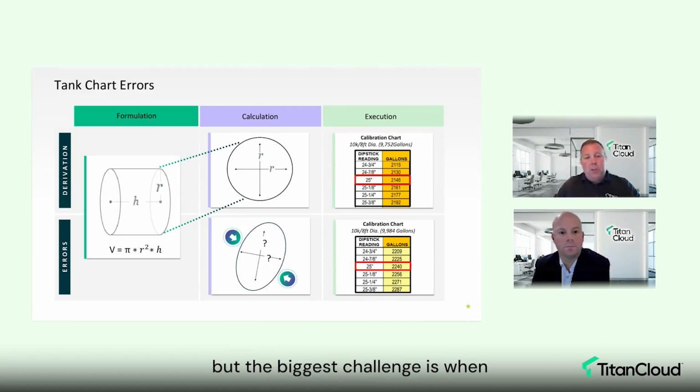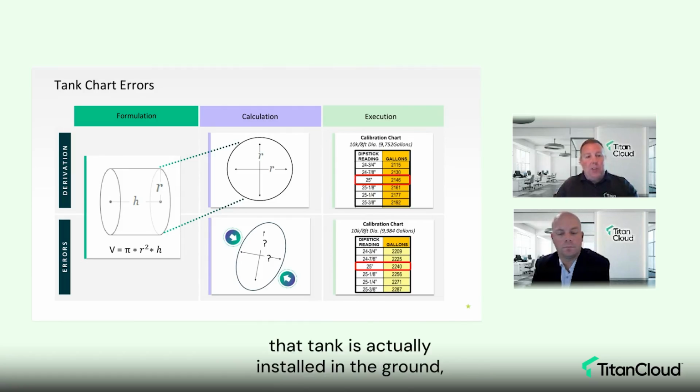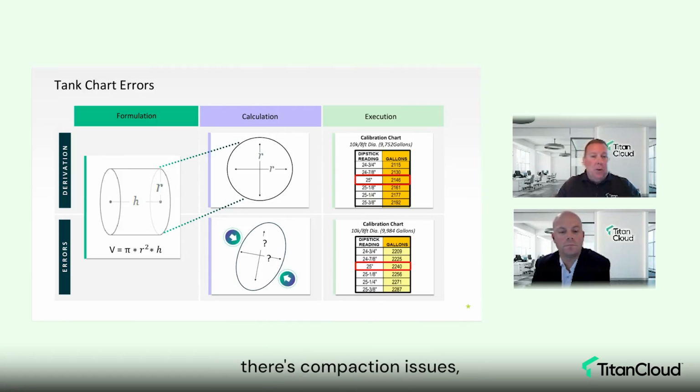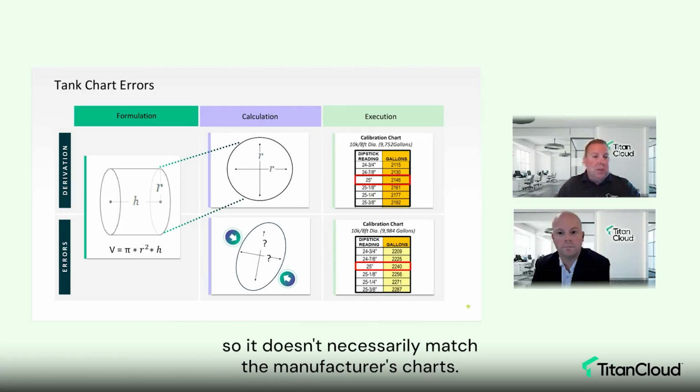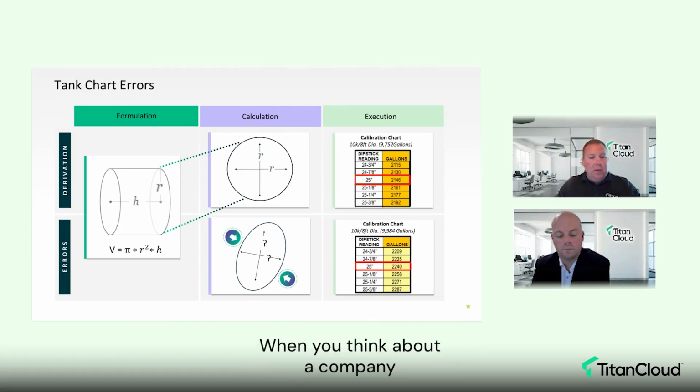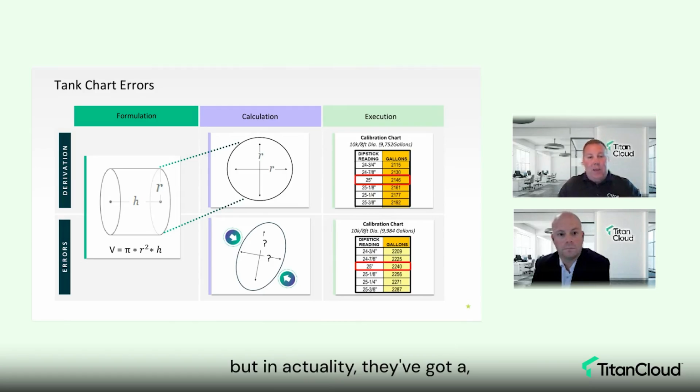But the biggest challenge is that when that tank is actually installed in the ground, there are compaction issues and environmental issues that change the dimensions of that tank. So it doesn't necessarily match the manufacturer's charts. In the example we have here, the company is assuming that they have a specific 10,000 gallon tank, but in actuality, they've got a different type of tank. So it's invoking variance because they're getting the wrong readings from the systems.